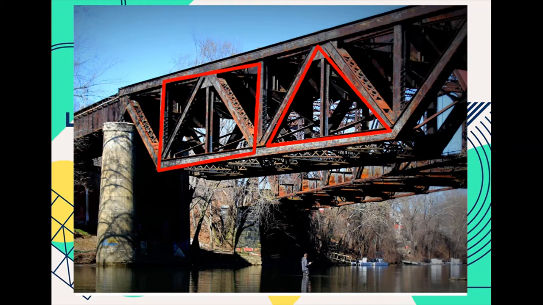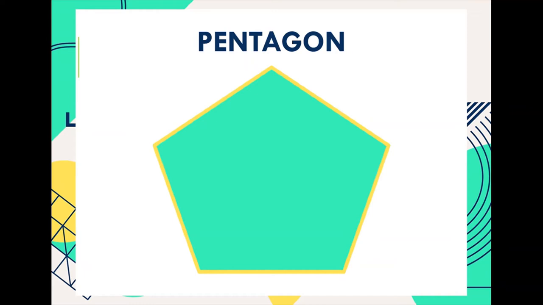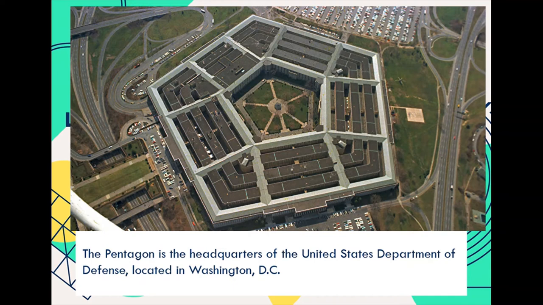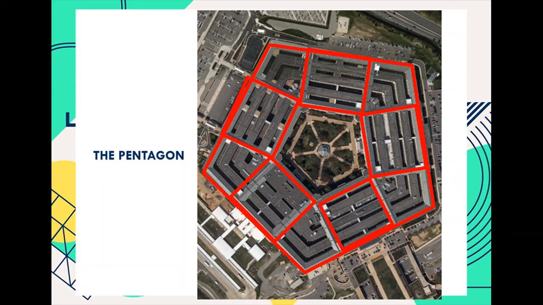A pentagon. A pentagon has five sides. Here we have a soccer ball which the fabric is cut into a pentagon. We have the Pentagon, which is the headquarters of the United States Department of Defense and is located in Washington, D.C. Here you can see all the shapes that have been used to create this pentagon. There are rectangles and kites.